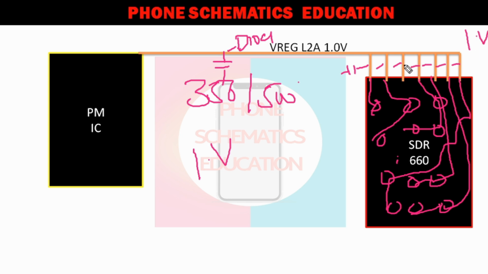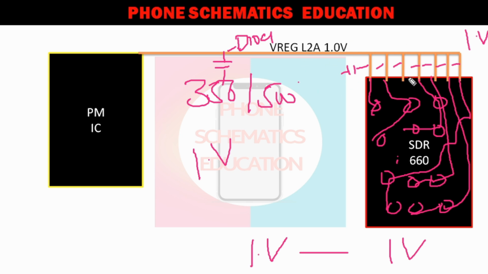If you did not get 1 volt on any capacitor, or in any line you did not get 1 volt, just make a jumper from another capacitor where you get 1 volt to this point where you did not get 1 volt. Hope you get my point.